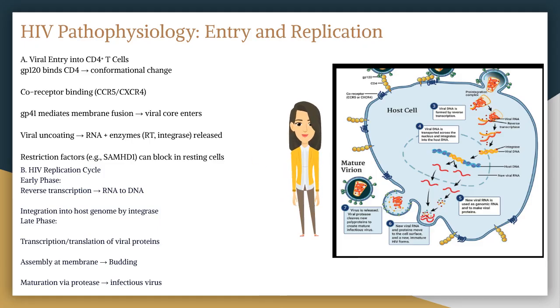About 39 million people live with HIV worldwide, most in sub-Saharan Africa. In the US, around 1.2 million are living with HIV, and some remain undiagnosed.